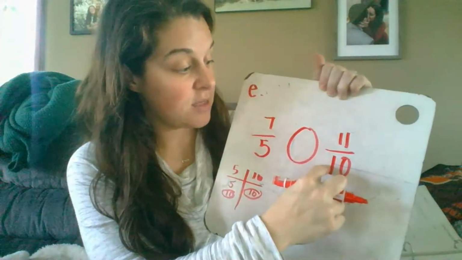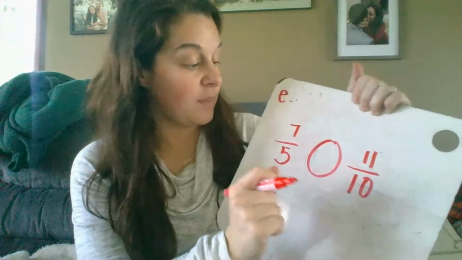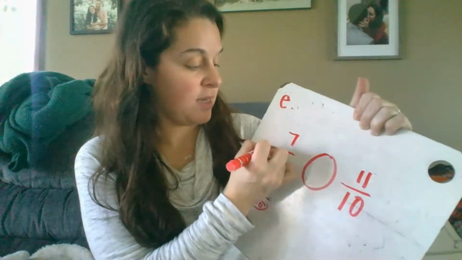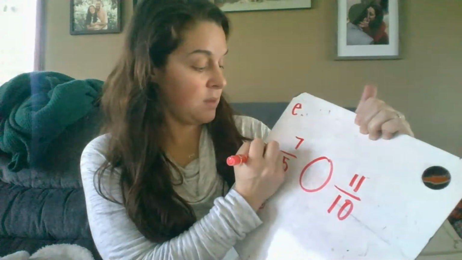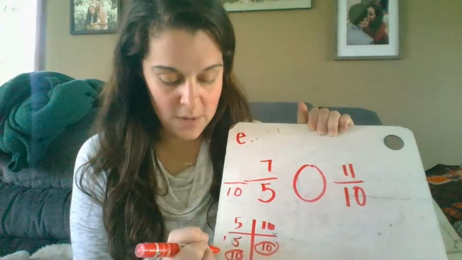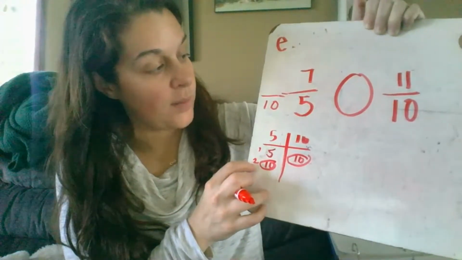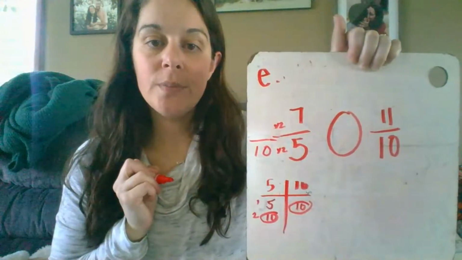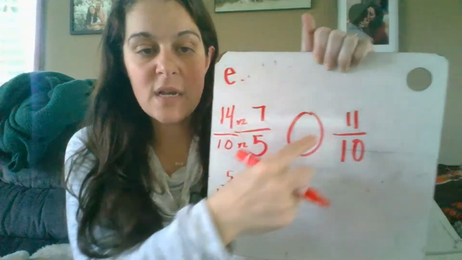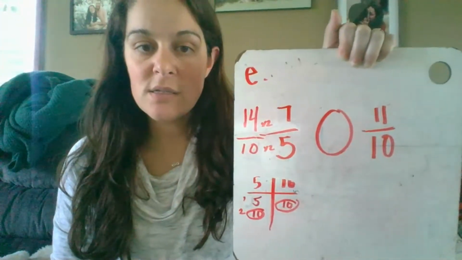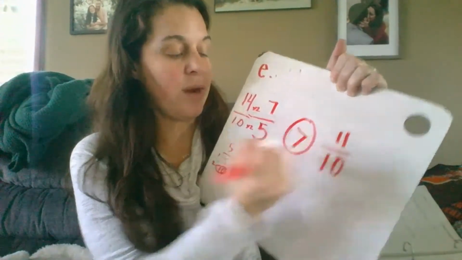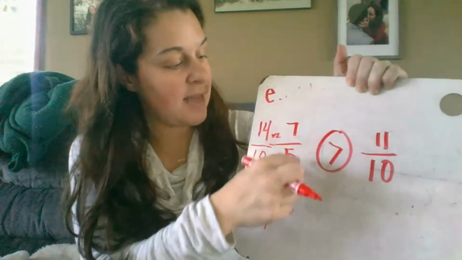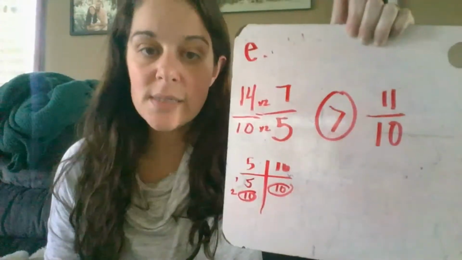Yep. So now I don't have to do anything to 11/10, do I? Nope. I'm leaving it alone, but I have to do something to this one because this now has to become a 10. And how many jumps was that? 2. So I'm multiplying by 2. 7 times 2, 14. So now I have 14/10 compared to 11/10. And in this case, it is going to be greater than. So in the end, 7/5 is greater than 11/10.